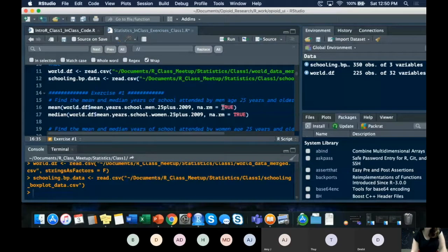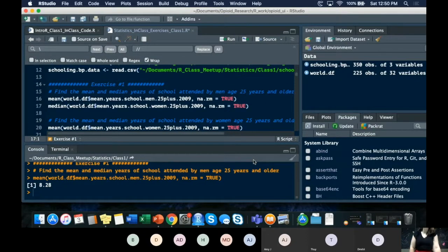So I'm going to run this first line and this is what will come up when you run that. The mean number of years of schooling that men have across the globe, when we average all the countries together, is 8.3, or 8.28. So that's what we're seeing with men. That is the mean, the one where we add all our values and divide by the number of values that we have.